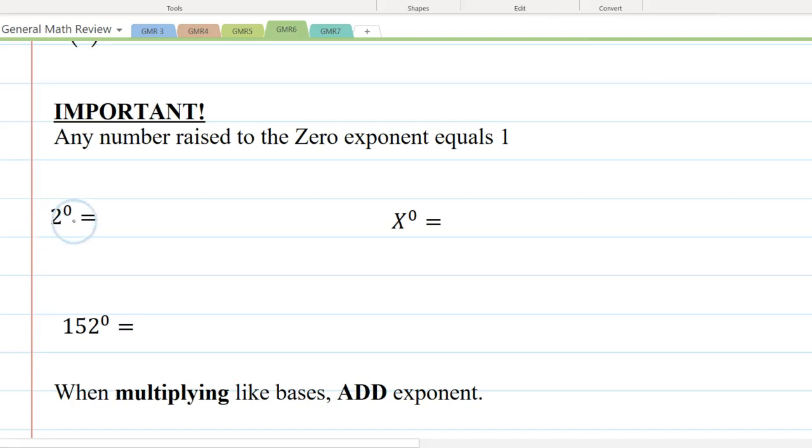An important piece of vocabulary is that any number raised to the 0 exponent always equals 1. If I have 2 to the power of 0, I simply have 1. If I have 152 to the power of 0, I still have 1. If I have a variable, an x, to the power of 0, my answer is still 1.